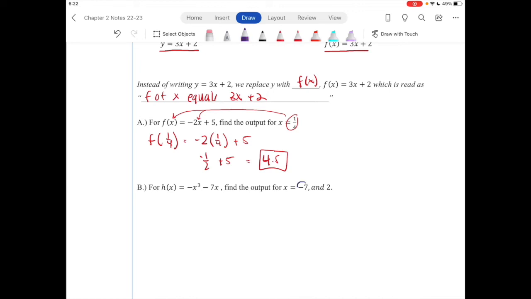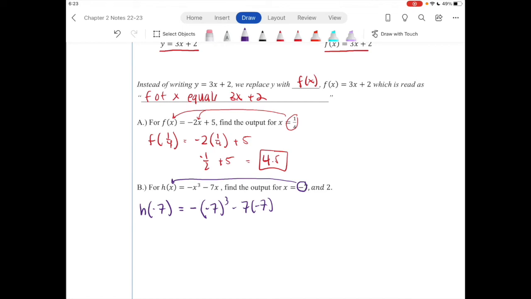We're going to take that -7, and that's what goes into our function notation. So we're going to have h of -7. Then that's just telling us in our equation, anywhere we had an x, it gets replaced with a -7. So we're going to have a negative times -7 cubed minus 7 times -7. Now, all we need to do is evaluate. Remember, as long as we're putting our parentheses in the correct place, we could plug this right into our calculator.